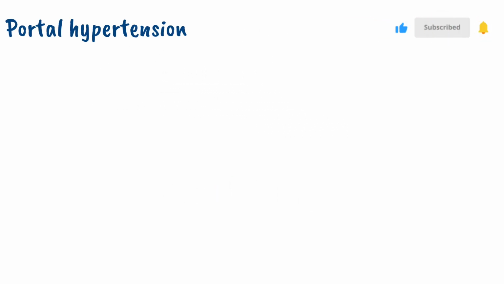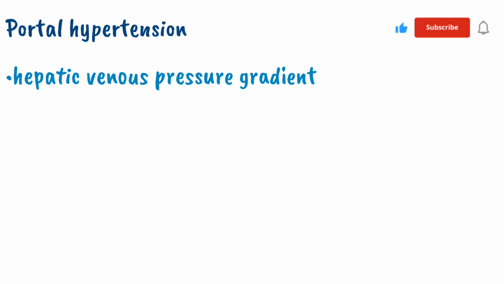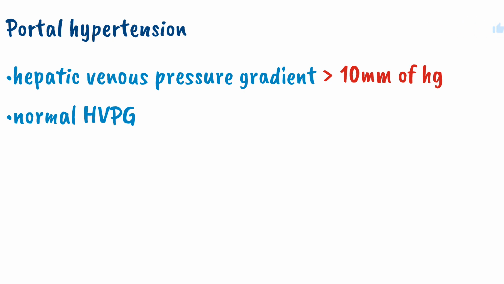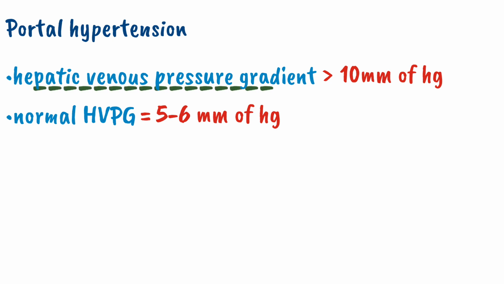Portal hypertension is defined as a hepatic venous pressure gradient equal to or more than 10 mm of Hg. The normal hepatic venous pressure gradient is about 5 to 6 mm of Hg. So when it rises to about 10 mm of Hg, it is called portal hypertension. Now a question arises: what is the hepatic venous pressure gradient?